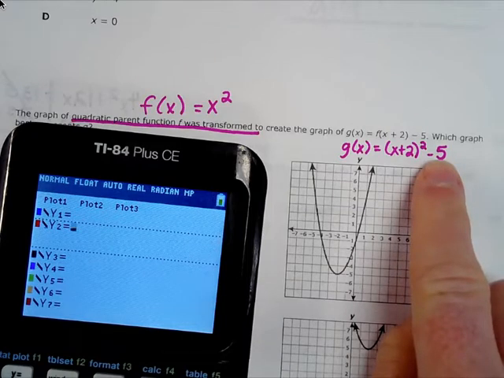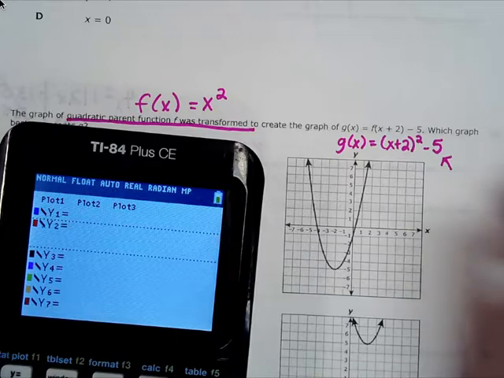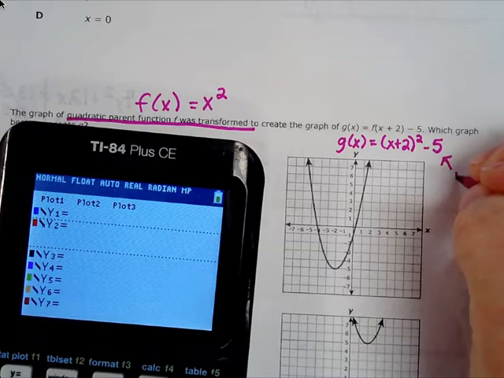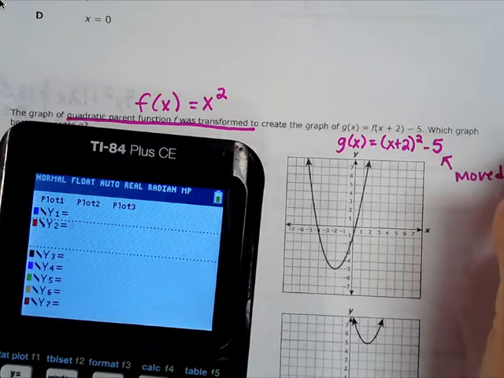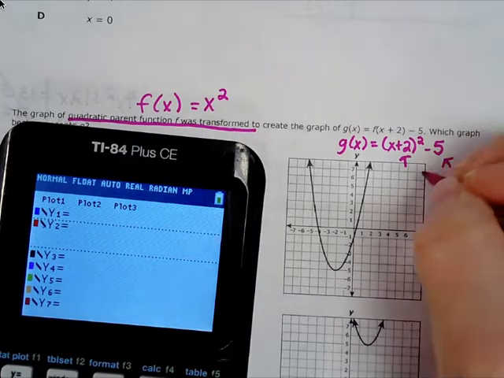Do y'all remember what the minus 5 does? It's y-intercept. Yeah, well, I don't know about y-intercept, but it moves it down. It's close. That's close. But this is going to move it down. And this plus 2 is going to move it left.